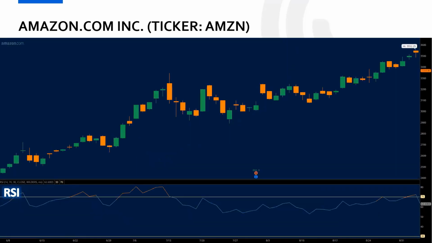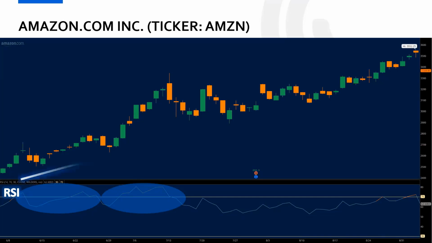Here's another example. This is Amazon, AMZN. Now, this is a daily chart as well. And if we look at the time period of the RSI here, starting in June and going into July, what's happening? It's telling us again that Amazon is overbought, and most likely due for a trend reversal or a pullback.